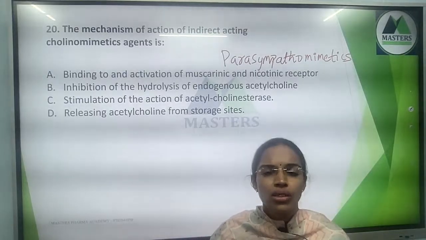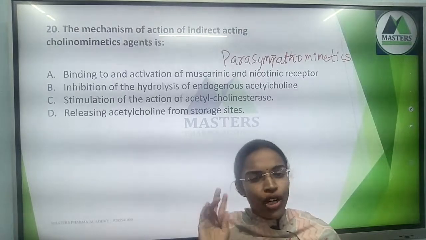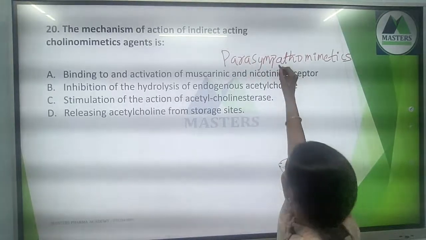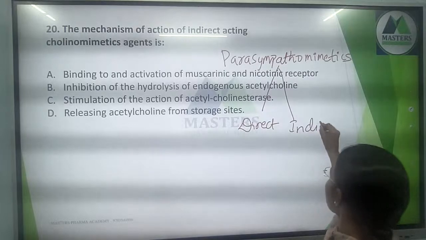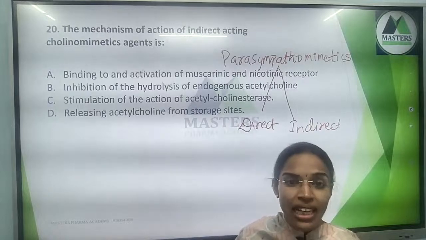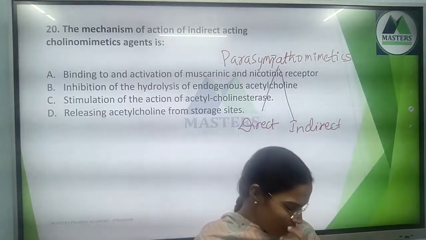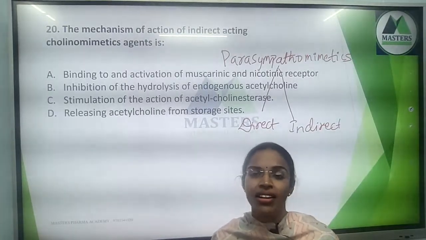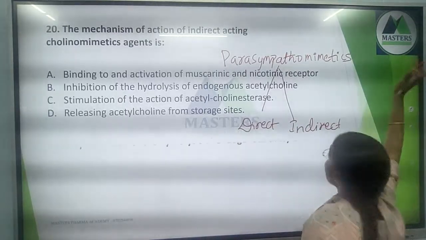Okay, so there are two types. Again, parasympathomimetics or cholinomimetic agents are of two types: directly acting and indirectly acting. Here the question is about indirect cholinomimetic agents and their mechanism of action. What is the right answer? I didn't get a right answer so far.